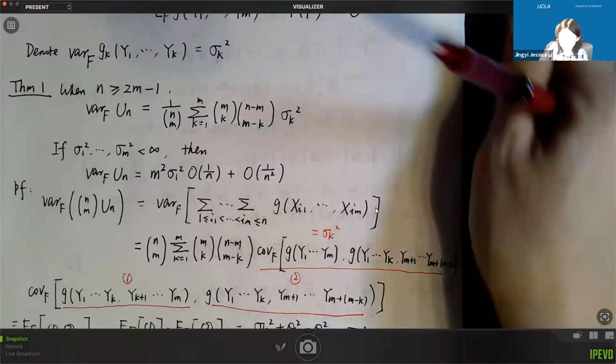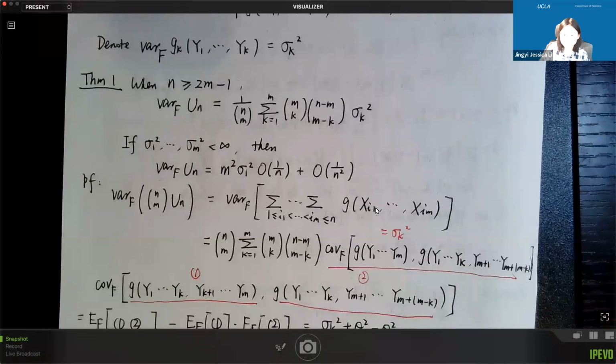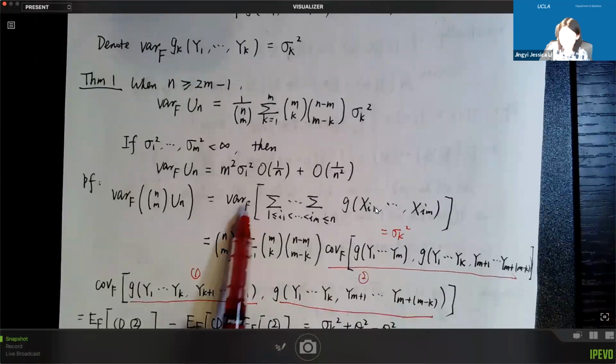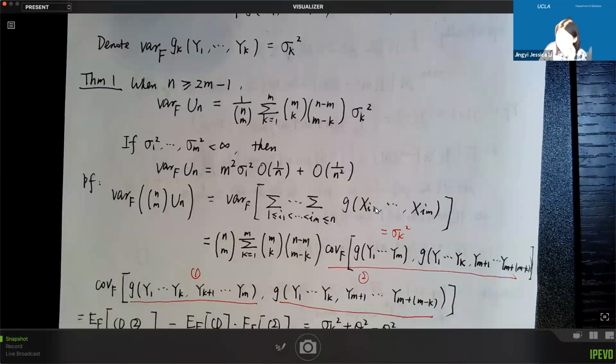So there's nothing fancy here. The only thing we used is the expansion of variance for a sum. We basically expanded it into pairwise covariances between every two terms in the sum. And that's how we did the expansion, and that's how we get here.